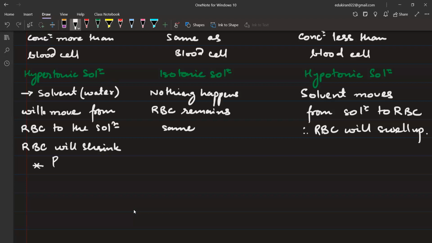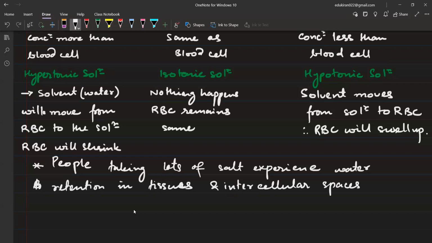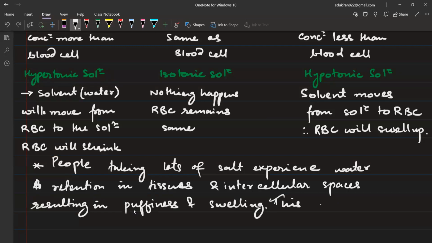Please write: people taking lots of salt experience water retention in tissues and intercellular spaces, resulting in puffiness and swelling. This condition is called edema.